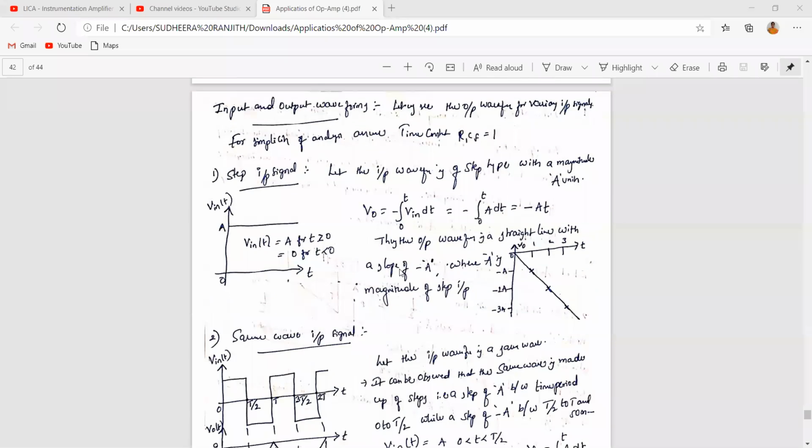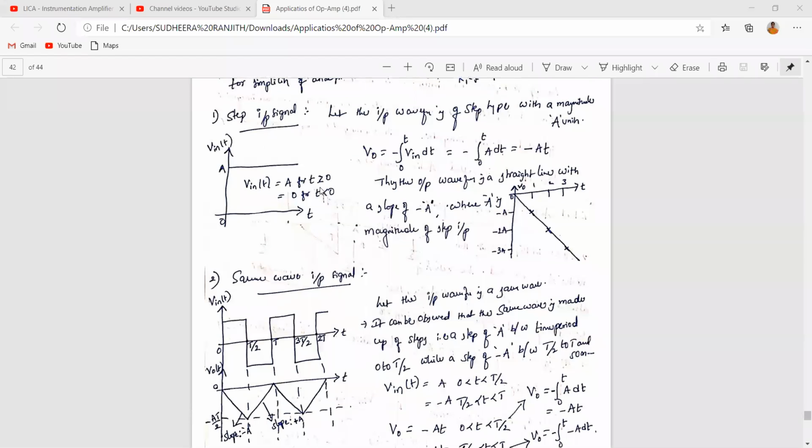So first let us see step input. What is a step input? You are well aware of this type of signal. Step input whose magnitude is constant when t is greater than or equal to 0, and 0 when t is less than 0. So if you observe the t less than 0 side, your input signal is 0. But at t equal to 0, your input is A, and for t greater than 0, your input is A.